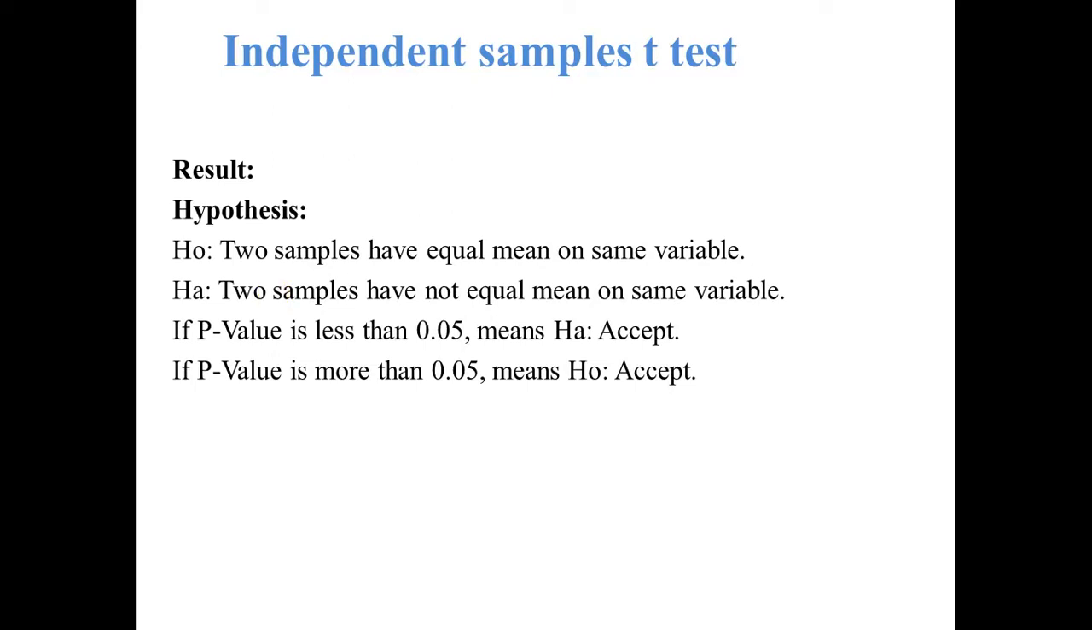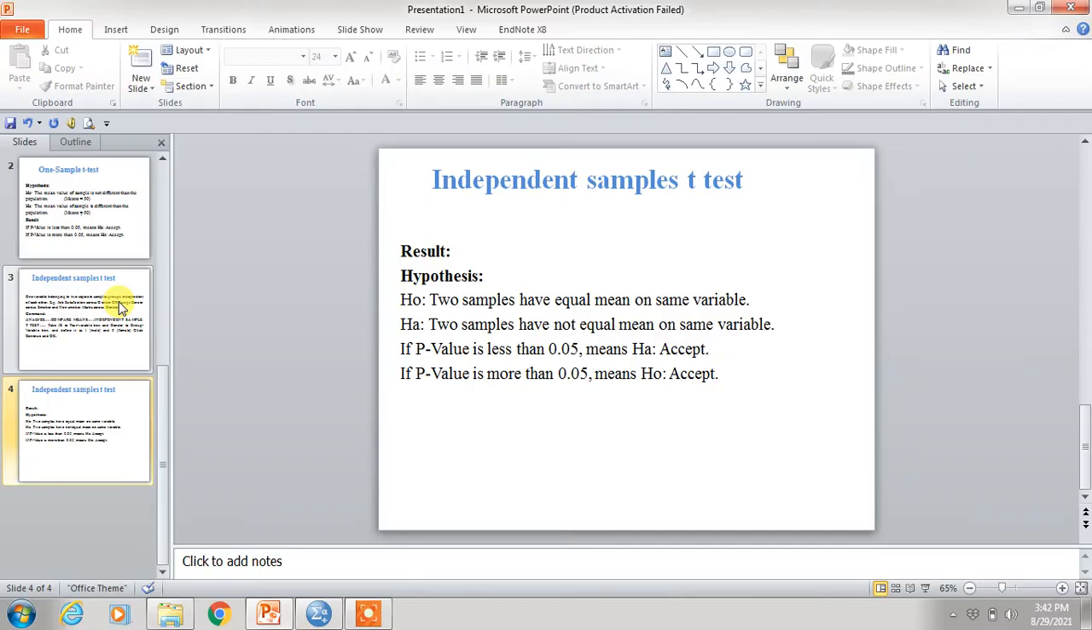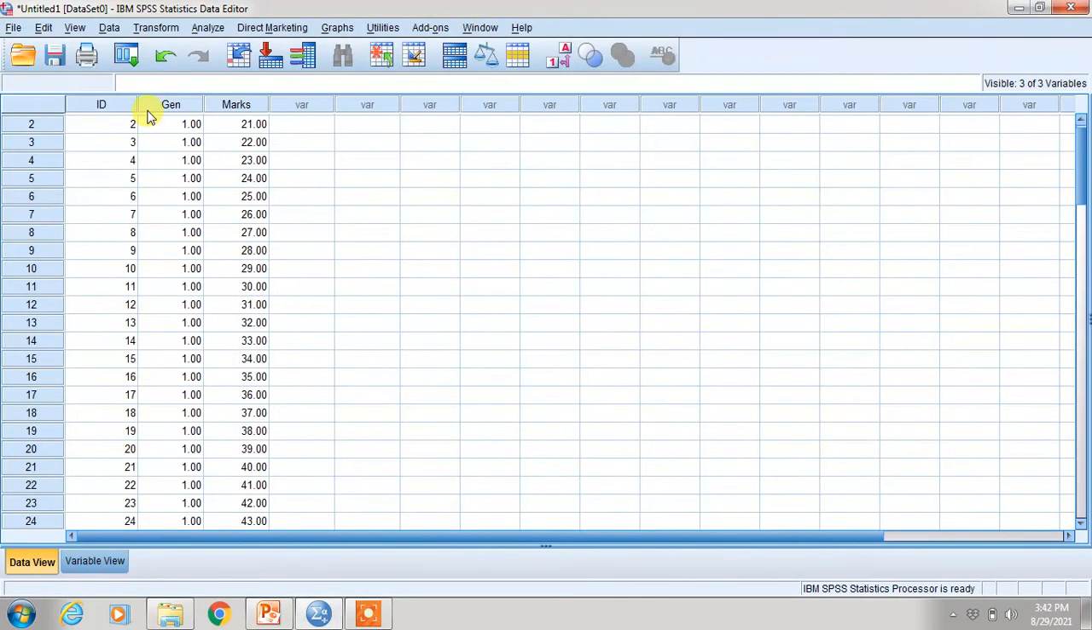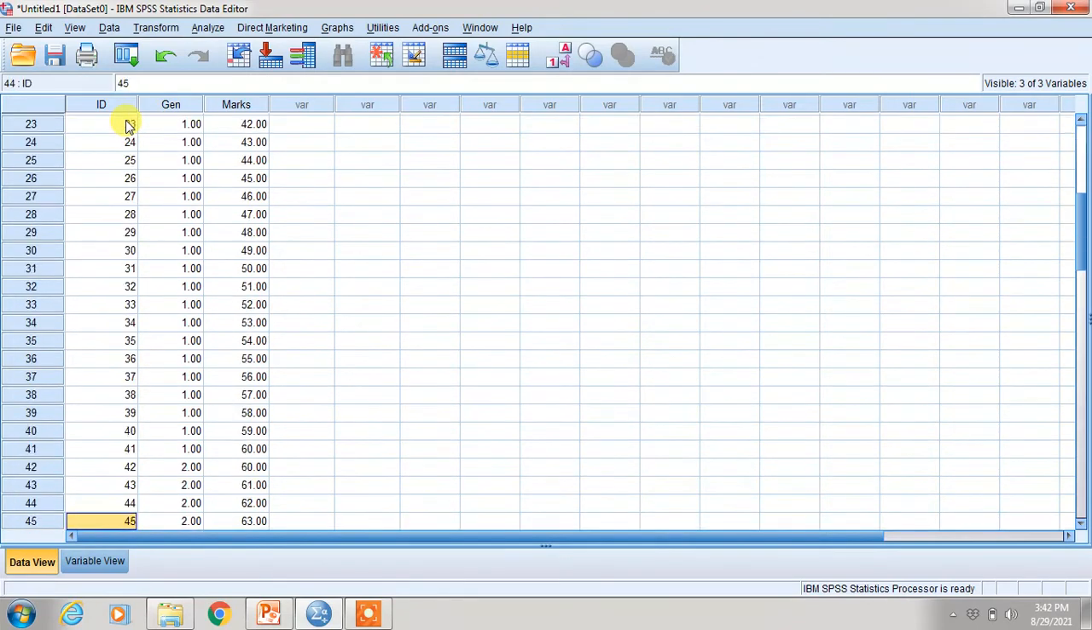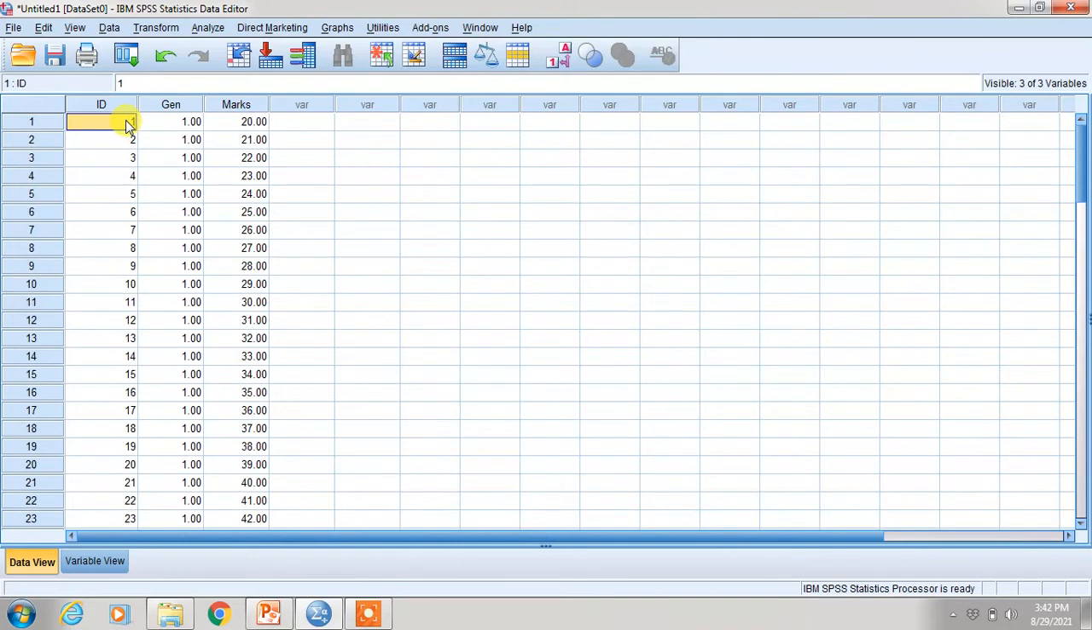This is the criteria of the result, which we'll discuss later. Let's first discuss how to test it. Look, this is the data we have collected from 80 different participants. Among these 80, some are male and some are female.